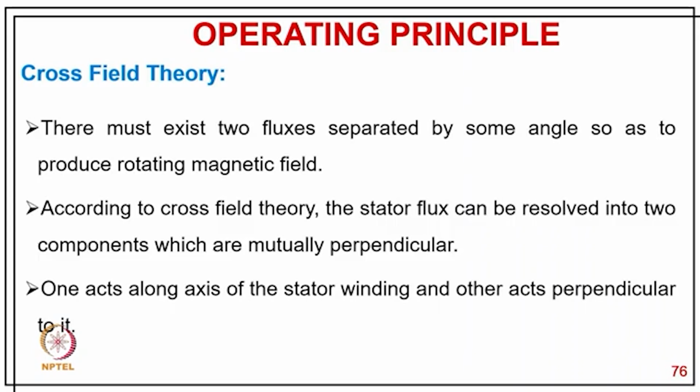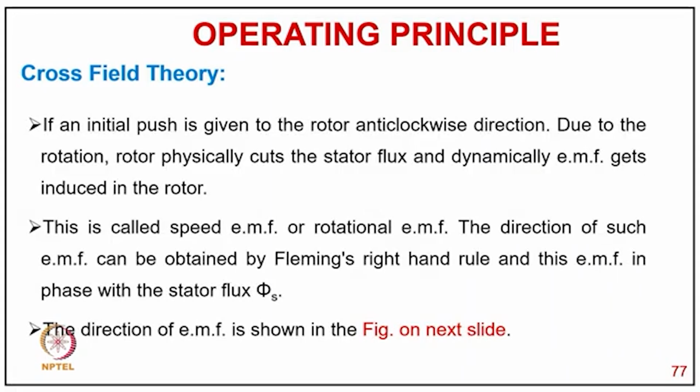There must be two fluxes separated by a small angle to produce a rotating magnetic field. According to cross field theory, the stator flux can be resolved into two components which are mutually perpendicular. One acts along the stator winding, and another acts perpendicular to it. If an initial push is given to the rotor anti-clockwise, due to the rotation the rotor physically cuts the stator flux and a dynamically induced EMF is induced in the rotor. This is called speed induced EMF or rotational induced EMF. The direction of such EMF can be obtained by Fleming's right hand rule, and this EMF is in phase with the stator flux phi s, and the direction of EMF is shown in the figure on the next slide.